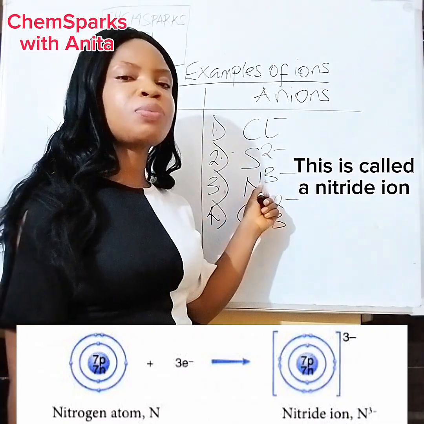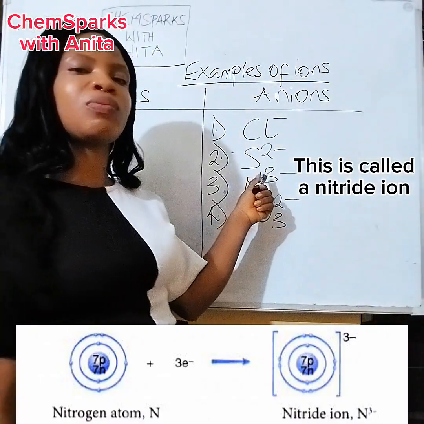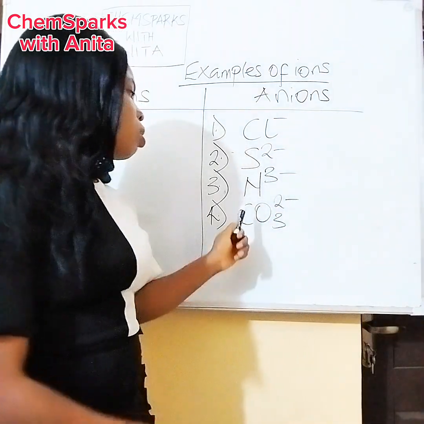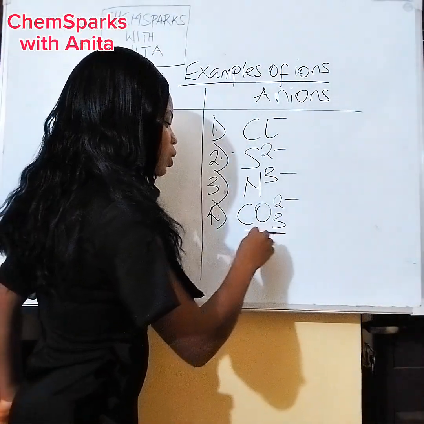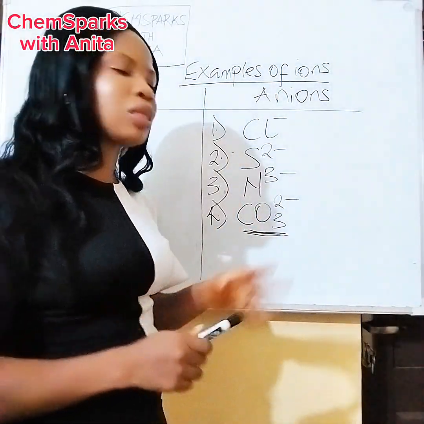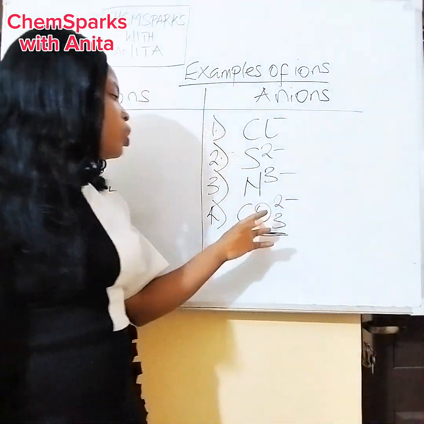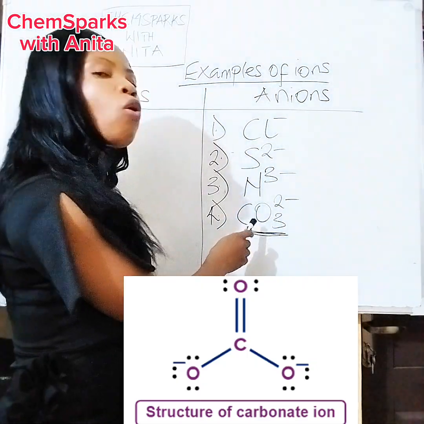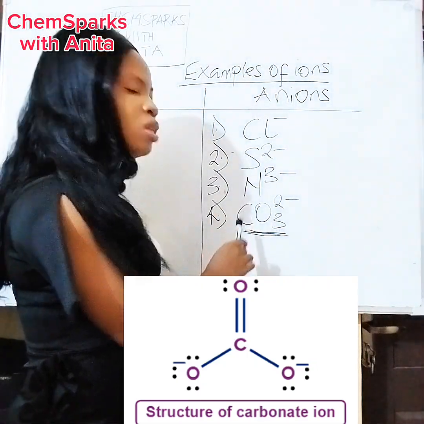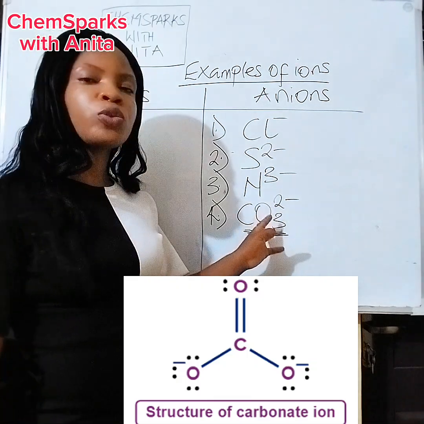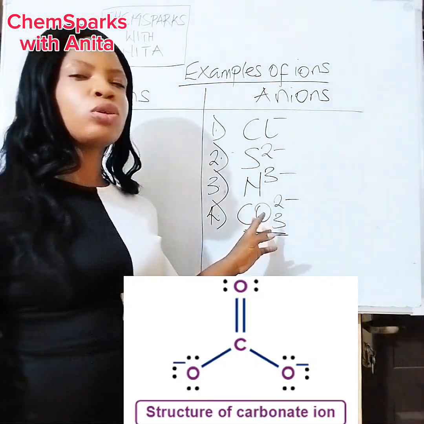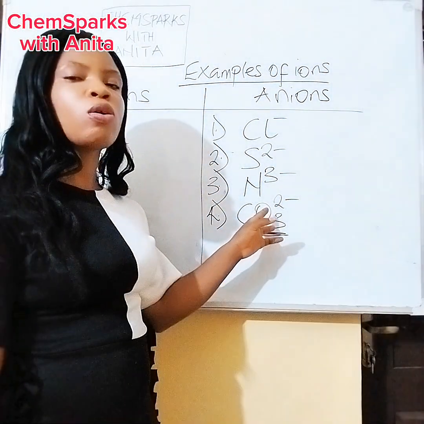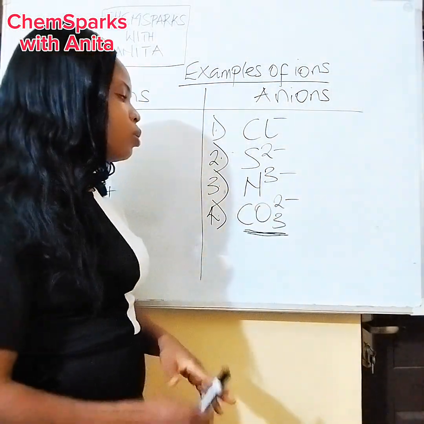Okay? So nitrogen accepted 3 electrons to become what? Negatively charged. And that is why it's bearing what? 3 negative charges. Coming to this, you can see that this consists of what? More than one type of atom. So this is called a carbonate ion. We call this a carbonate ion, or the IUPAC name is trioxocarbonate(IV) ion. So we either call this the carbonate ion or what? The trioxocarbonate(IV) ion. Okay.